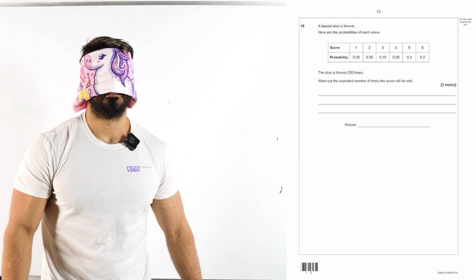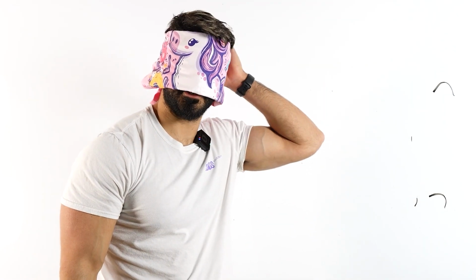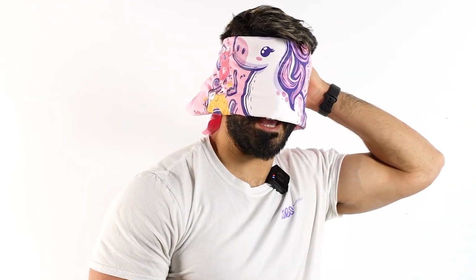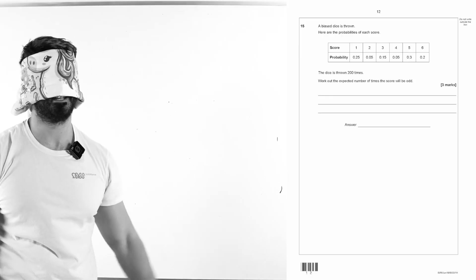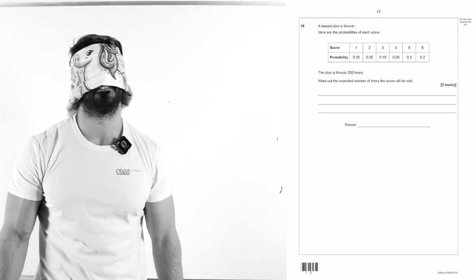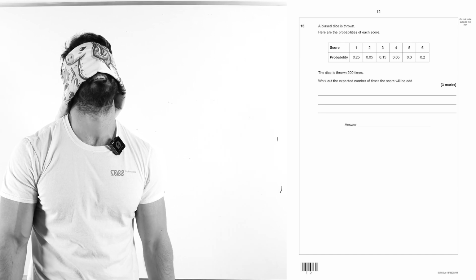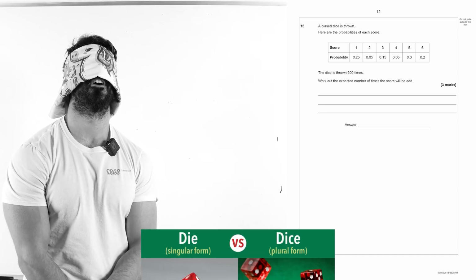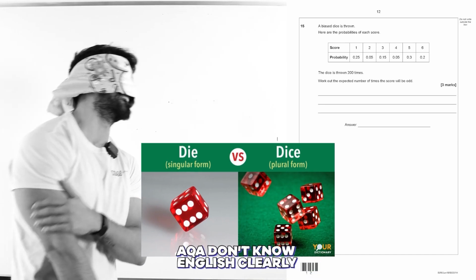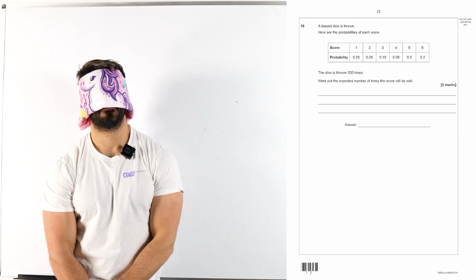A biased dice is thrown. A biased die or dice? Dice. Biased dice then. So not a Catherine. Catherine does English. What? Come on. A biased dice. Okay, a dice is thrown. Wait, you're not Catherine's bargaining. I'm scared.